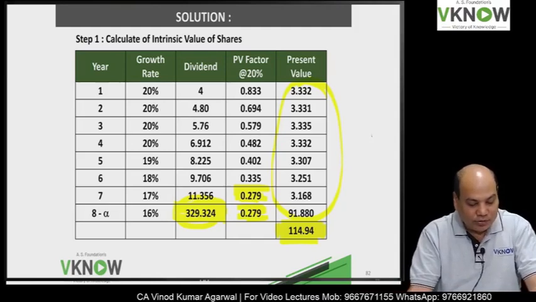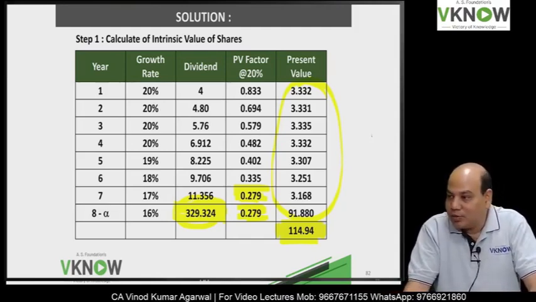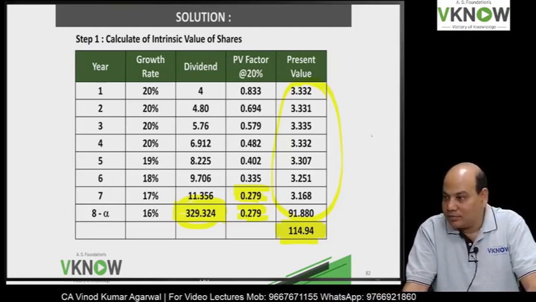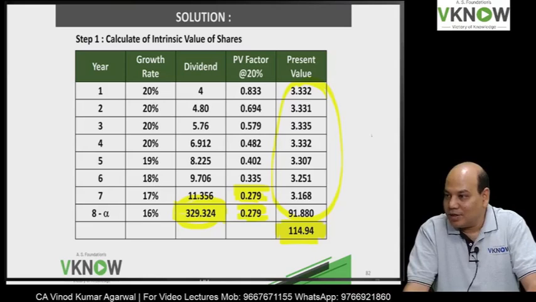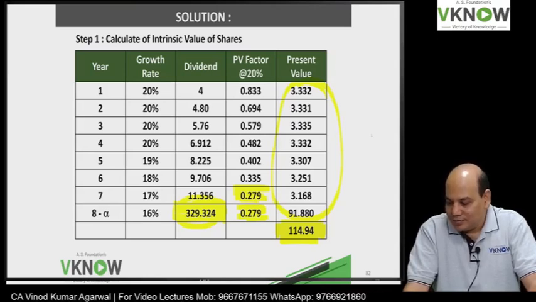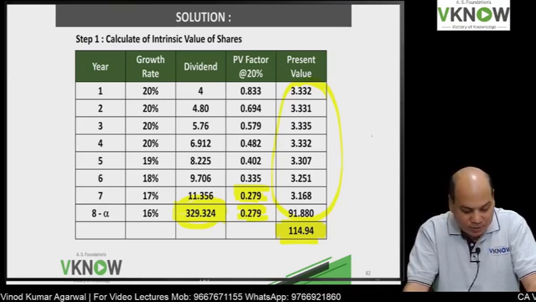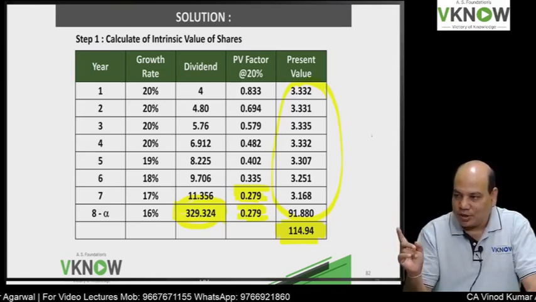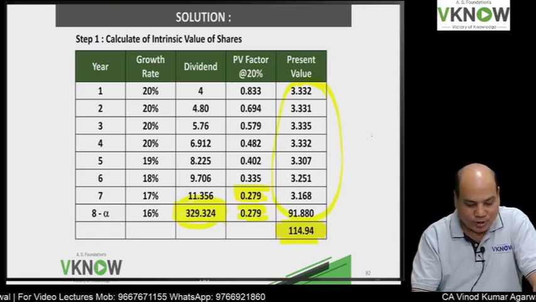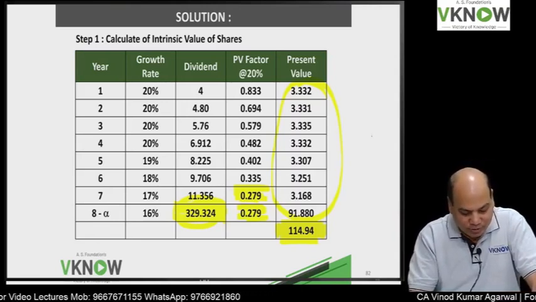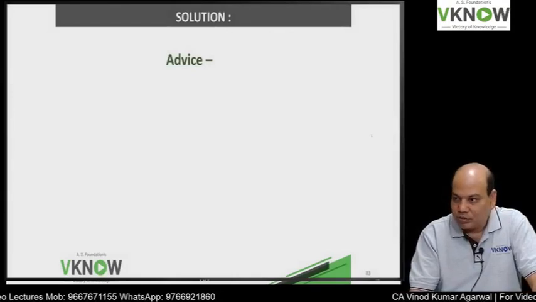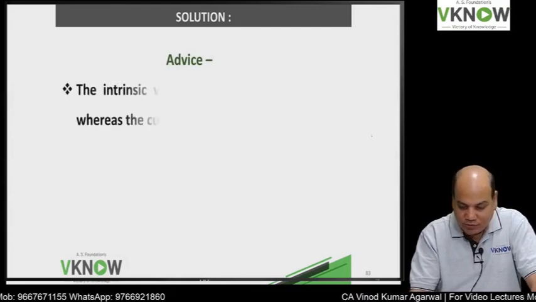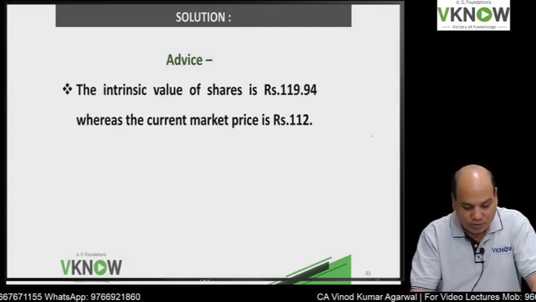Now the question was whether it is worthwhile to purchase the share. Market price is 112. Intrinsic value is 114. You are getting the share cheaper. So tell me again, buy or not to buy? Mehul is right. So what advice will you write? Should the investor buy the share or not? The answer is yes, buy, because it is cheaper.